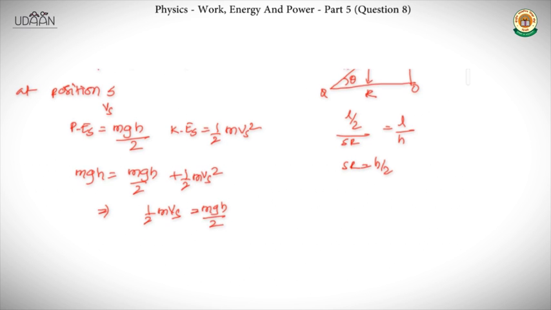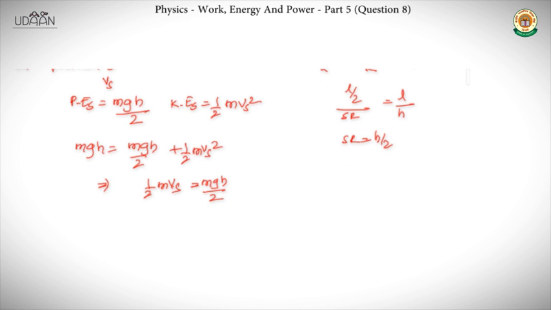In this case the work done by the non-conservative forces is not equal to 0. We have a non-conservative force, that is friction. According to the work energy theorem, the work done by the non-conservative force, that is friction, is equal to the change in mechanical energy.